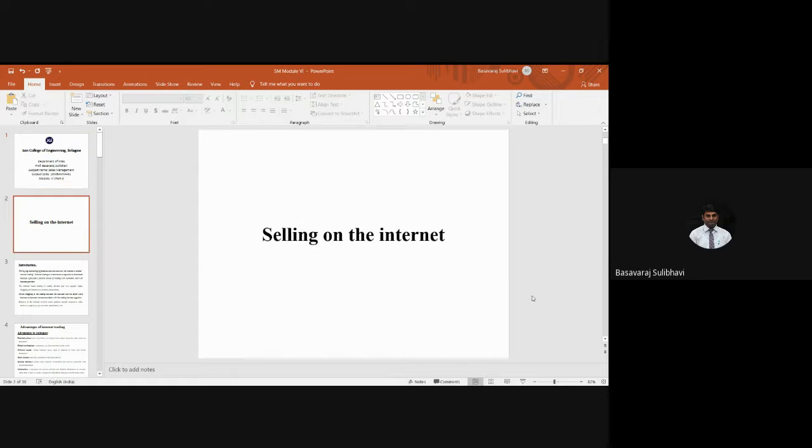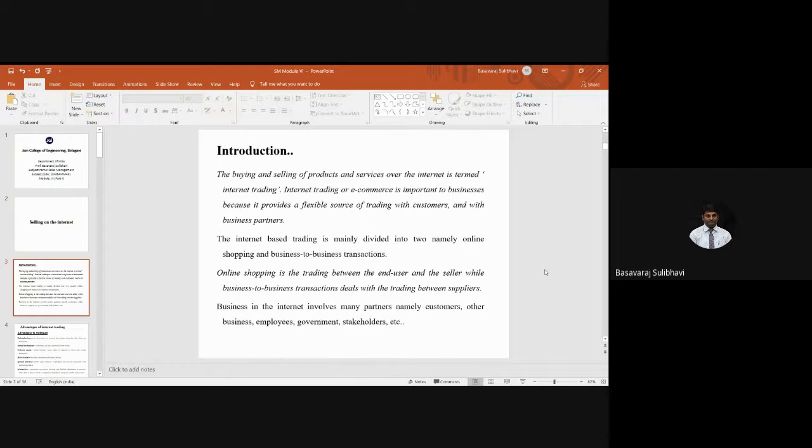So here we go one by one, selling on the internet. To introduce this, the buying and the selling of any sort of products and also services over the internet, we can call it internet trading. We use the internet as a platform where the buyer and sellers meet, there is an interaction, and the trade happens between the seller and the buyer. That is what we call internet trading, and sometimes it is also called e-commerce.